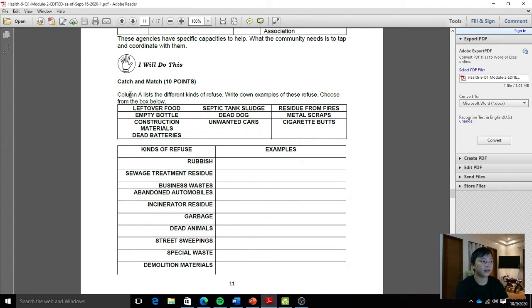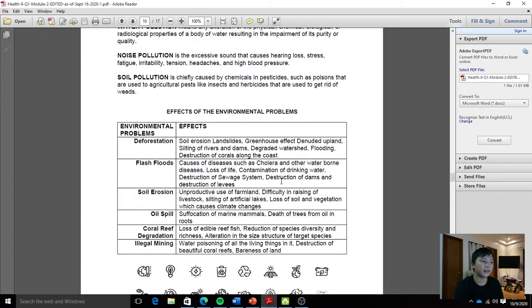Okay? Then, instruction: column A, list the different kinds of refuse. Write down examples of refuse. Choose from the box. The answers are found inside the box, in the examples. Okay? So, this is the kind of rubbish. Okay, what are the examples? So you refer to this area for you to identify the answer.